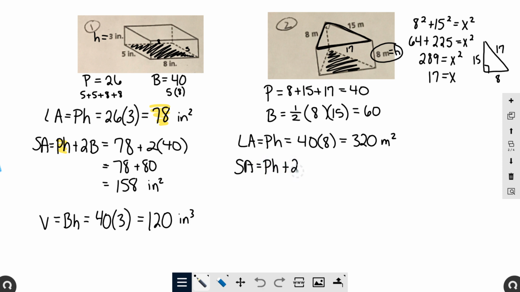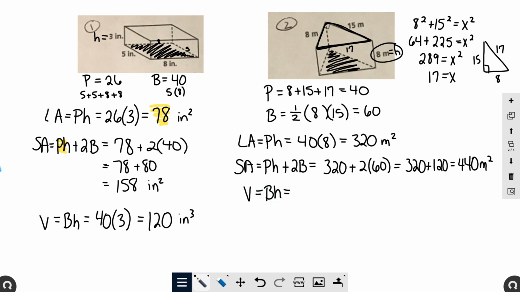Surface area is pH plus 2B. Well, pH we already know is 320, plus 2 times the area of the base, which we found to be 60. Just using that number that we already found. So what is 2 times 60? So 320 plus 120 is 440 meters squared. Now, the last thing we want to find is our volume. Volume equals BH. So B is 60 and H was 8. 480 meters cubed.